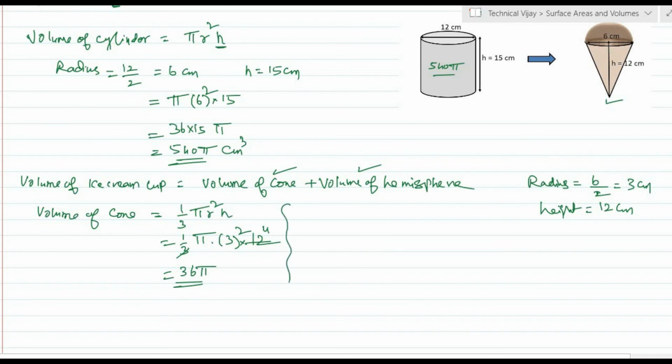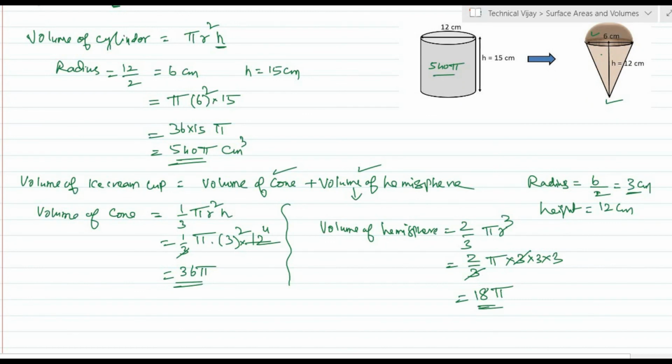Now we will calculate the volume of this hemisphere. This is equal to 2 by 3 pi r cube, because a sphere is 4 by 3, so the hemisphere is 2 by 3. The radius of this hemisphere and the radius of the cone are both the same, equal to 3. So 2 by 3 into pi into 3 into 3 into 3. One 3 gets cancelled. 3 threes are 9, 9 twos are 18. This is 18 pi.